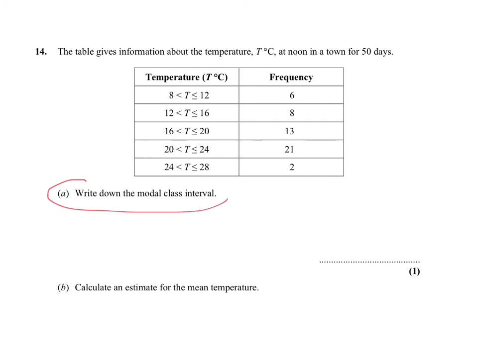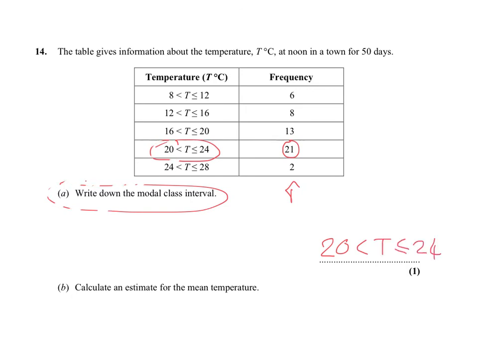Question 14, first of all, the modal class interval, so we're looking for the highest number in the frequency column, which is 21, and then the class interval that goes with that, so 20 to 24. So that is what we write down there for 1 mark.